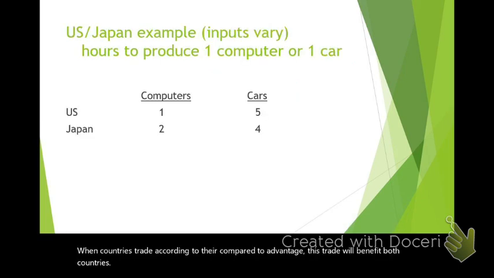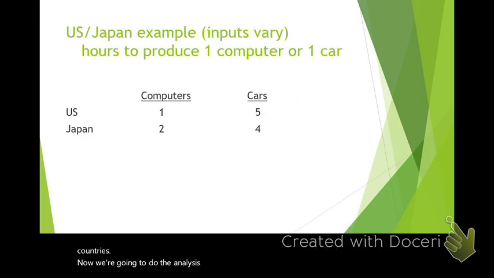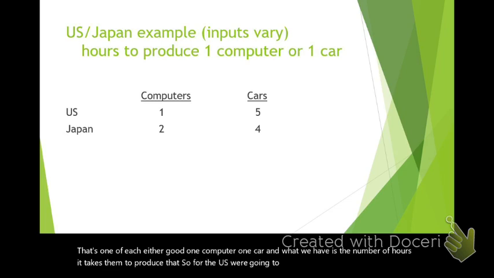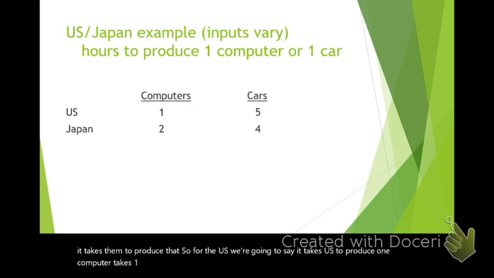Now we're going to do the analysis where the inputs vary. So the amount produced is the same. It's one of each good, one computer, one car. And what we have is the number of hours it takes them to produce that. So for the U.S., it takes 1 hour to produce one computer. It takes Japan 2 hours. For the U.S. to produce one car, it takes 5 hours. It takes Japan 4 hours.